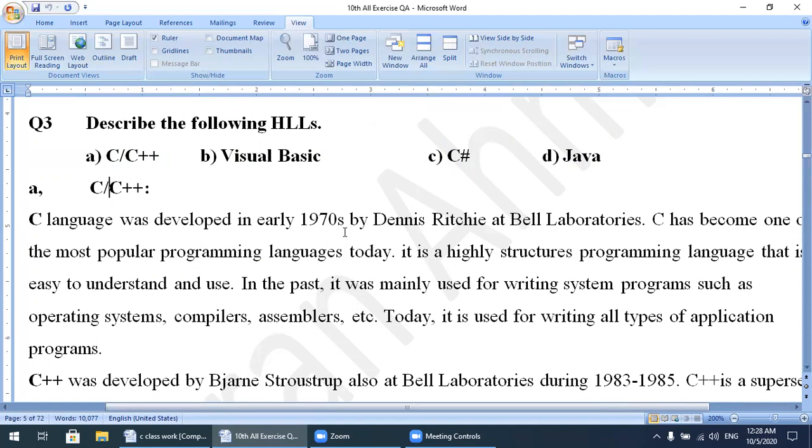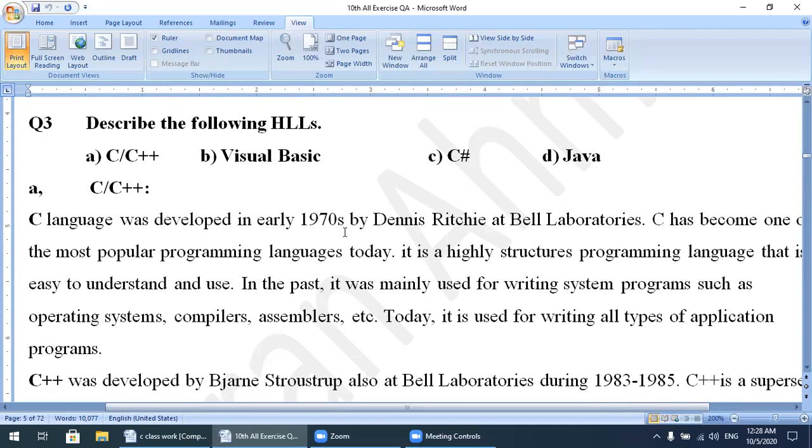C language was developed in the early 1970s. You must remember the dates of when it was developed, how it was developed, and where it was developed. Who developed the C language? Dennis Ritchie. Where was it developed? At Bell Laboratories.